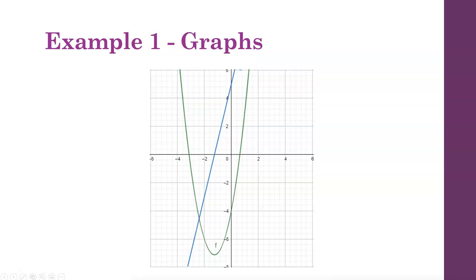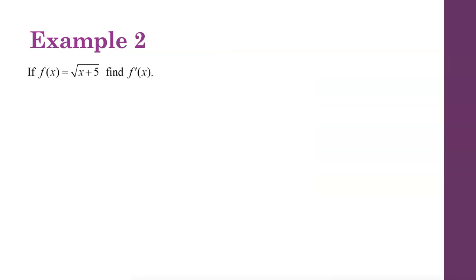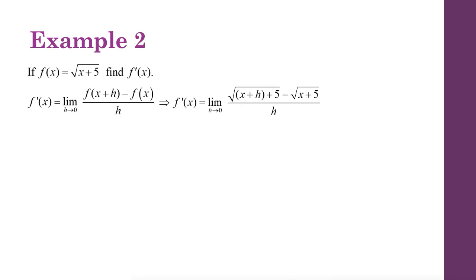Okay, so let's maybe consider one more example here. Here we want to find the derivative function for square root of x plus 5. So once again, we'll start with the difference quotient definition for the derivative function. Replace the x in our function with x plus h. So we have square root of x plus h plus 5 minus f of x, square root of x plus 5. Now, next thing we need to do is simplify this by multiplying it with its conjugate.